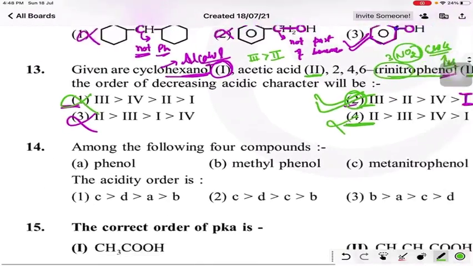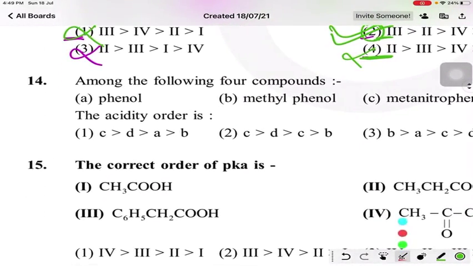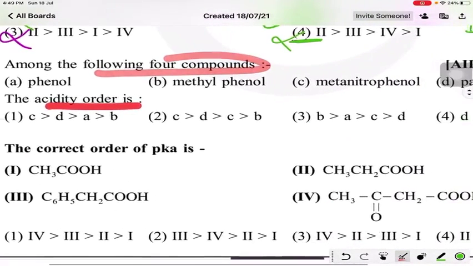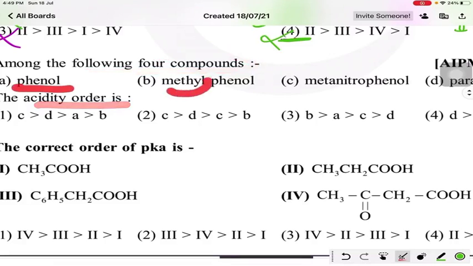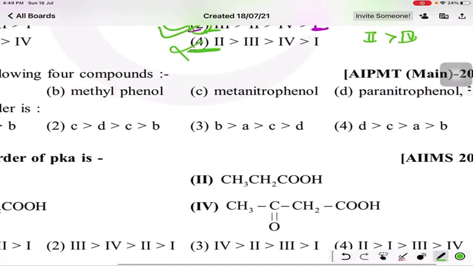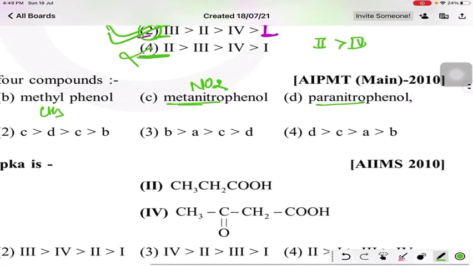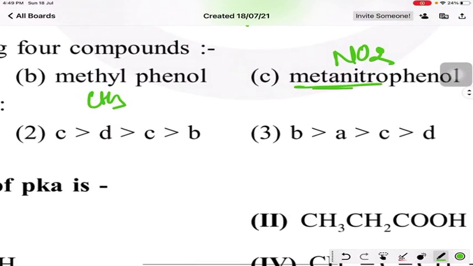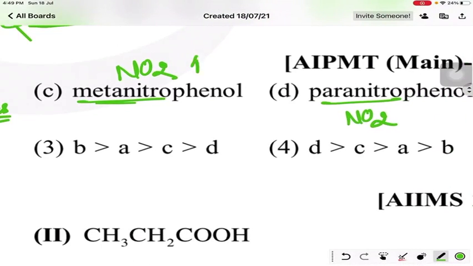Others are wrong. Now the 14th question. Among the following 4 compounds, what is the acidity order? This is phenol with a methyl group here, which can be at ortho or para. Then we have meta-nitrophenol, where the nitro group is here. Here is the methyl group, and here is para-nitrophenol with the NO2 group. CH3, being electron releasing in nature, decreases the acid character. The nitro group will increase the acid character.